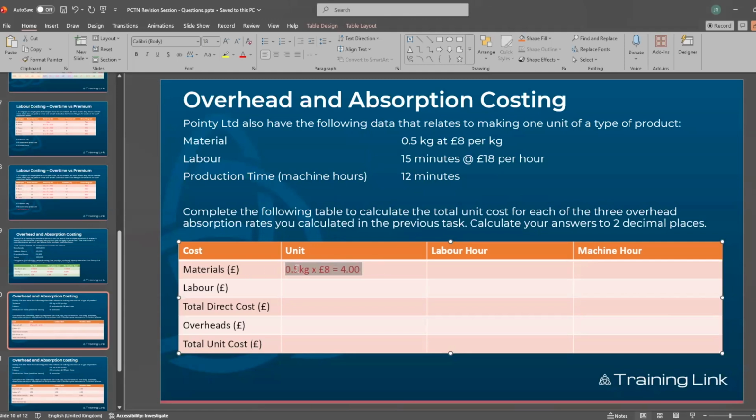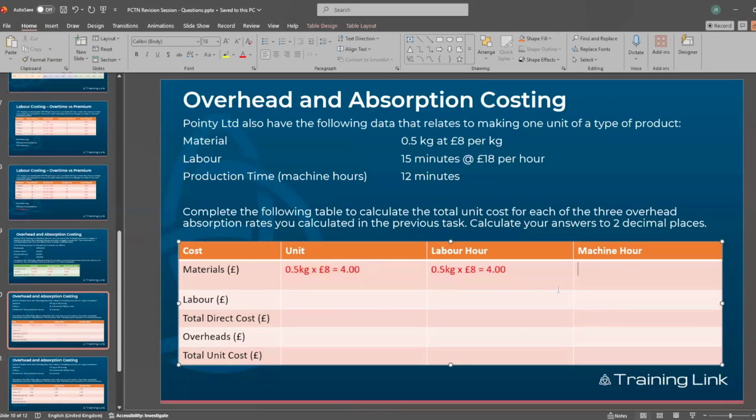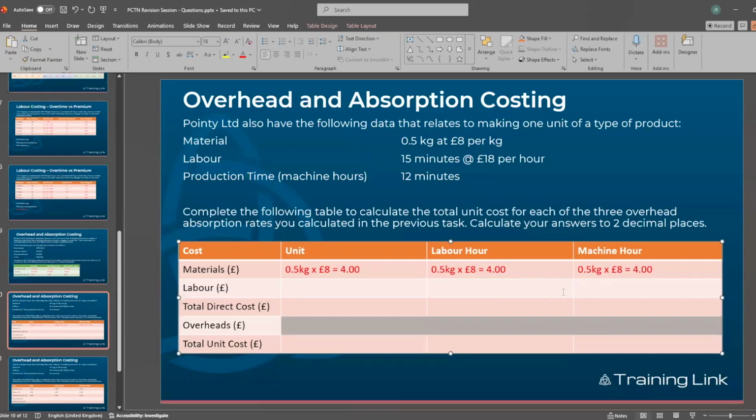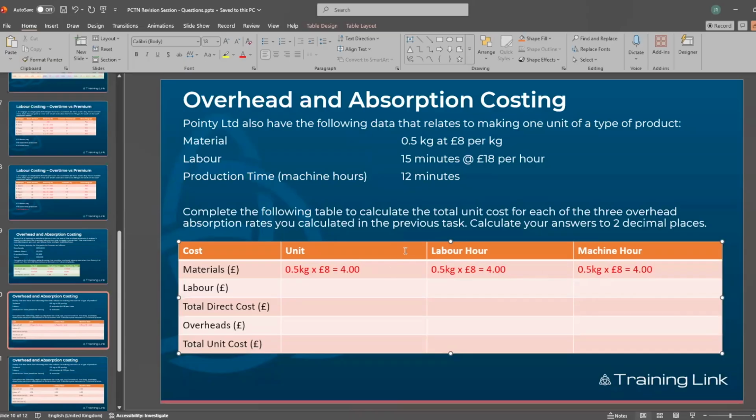This is exactly the same for every method, because we're not factoring in absorption rates until we get to this overheads row. So regardless of whether we're looking at the columns here for unit, labor hour, machine hour, whatever we're doing, we're just looking at the direct costs first. Regardless of what column we're looking at, it's always going to be exactly the same, because that's what it costs to use materials to make that product.